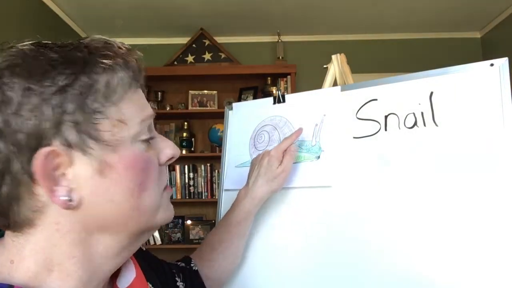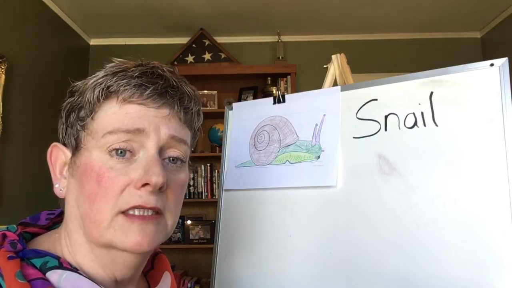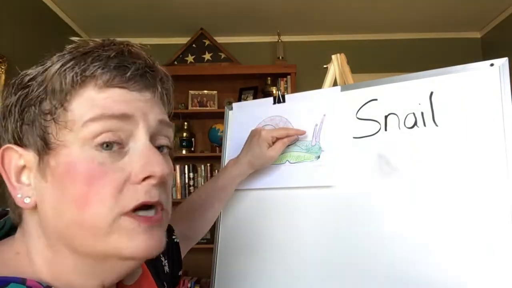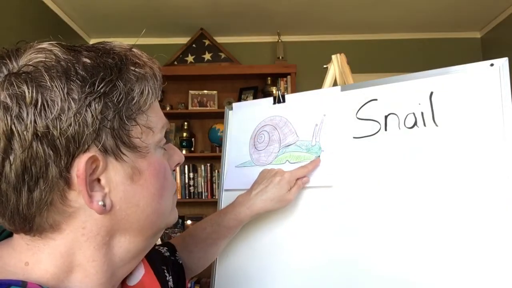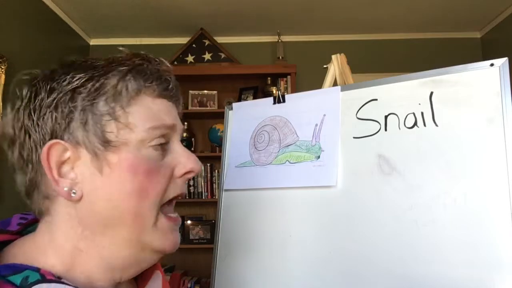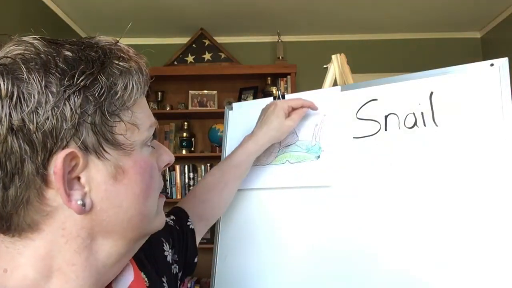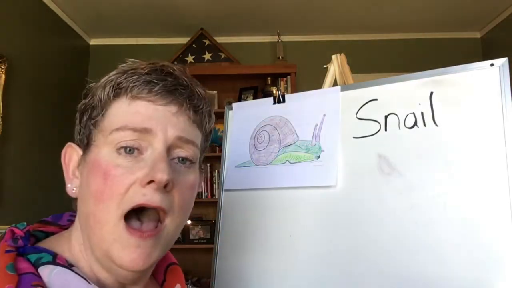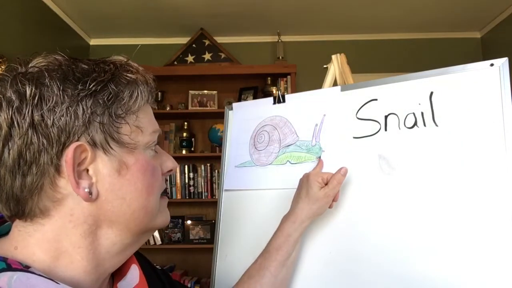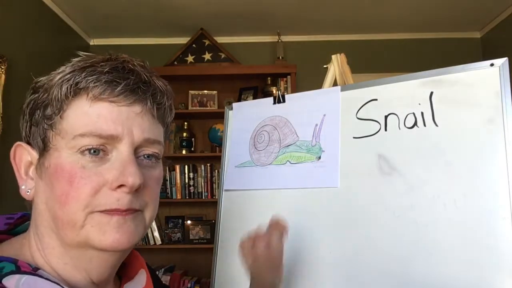Here are the tentacles of the snail. Did I say slug? I meant snail. It has 4 tentacles. The 2 down here are for smelling and tasting, and the 2 up here hold the snail's eyes. Here is the snail's mouth.